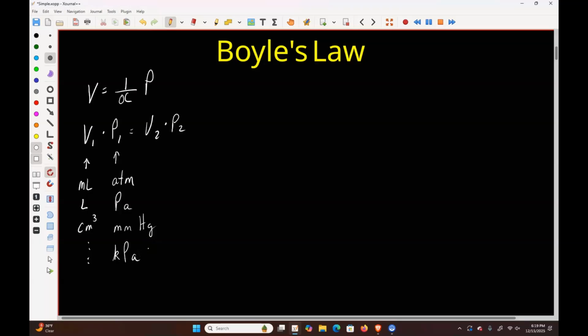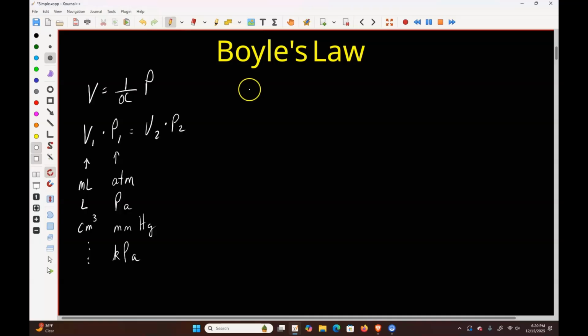Okay, a gas that strictly obeys Boyle's law is called an ideal gas, and they're more ideal at lower pressures. And one common use for Boyle's law is to predict the new volume of a gas when the pressure changes.